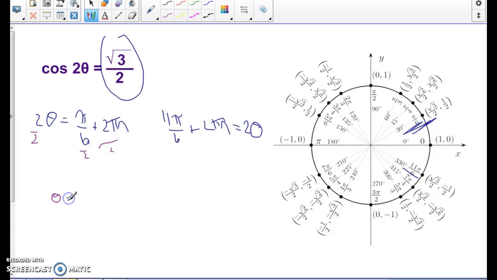So therefore, theta would be pi twelfths, which is pi over 6 divided by 2, multiplied by 1/2, plus pi n, and divide everything by 2. This is 11 pi over 12 plus pi n. Notice how I divided every piece by 2. Just remember, divide by 2 is multiplied by the reciprocal, which ends up to be times 1 over 2, in case you were curious where I got that 12 from.